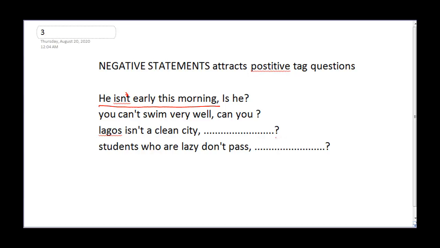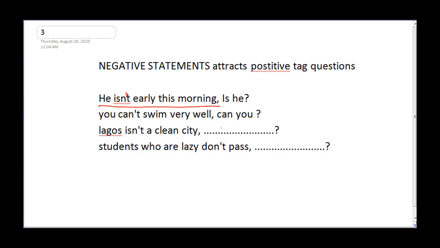Now, a positive tag, you don't find things like no, you don't find things like not, you don't find a negative statement. So, he isn't early this morning. Is he? You can't swim very well. Can you? Now this one says Lagos isn't a clean city.